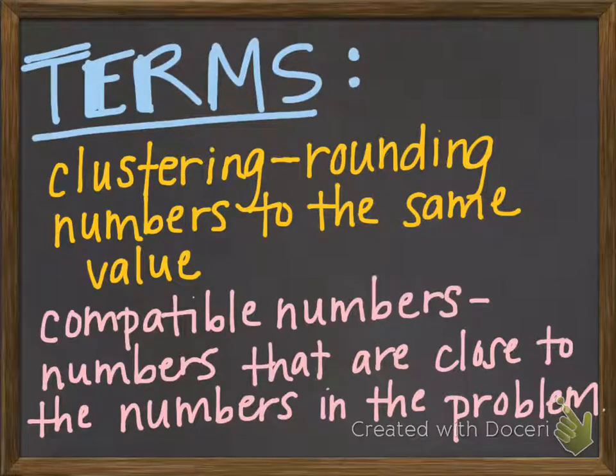Compatible numbers we've used before. These are numbers that are close to the numbers in the problem, so they make our lives easier. We use this mostly with multiplication and division.